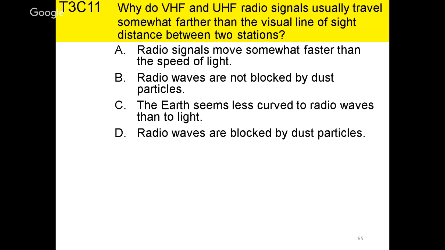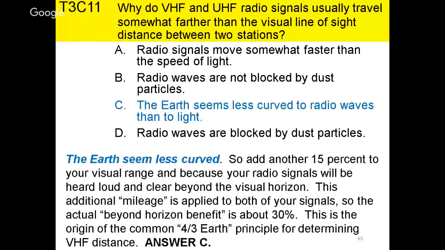Okay, weak signal propagation has to do with using VHF and UHF radio signals, not using necessarily FM. But why do VHF and UHF radio signals usually travel somewhat farther than the visual line of sight distance between two stations? Now, there is a slight curve to the Earth, of course. It's not flat. And VHF and UHF frequencies really don't see that curve the same way we do visually. So you can add another 15% to the visual range because they will actually extend over the horizon a little bit.